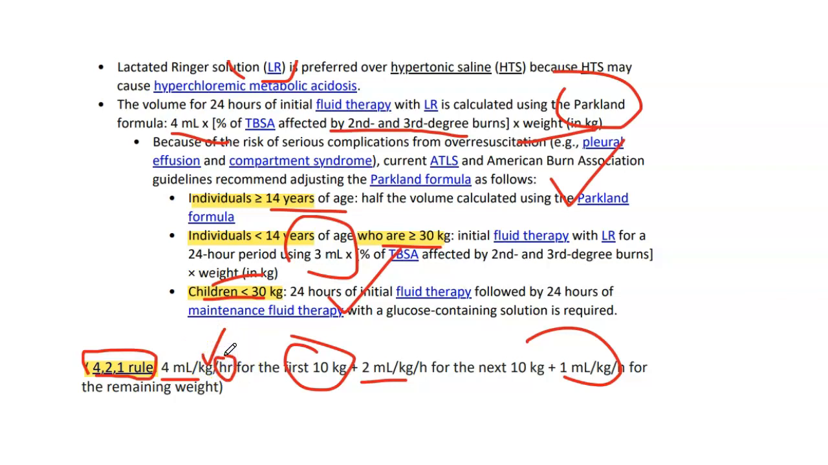For the calculation of fluid per day, we can use the formula of 100, 50, 20. For the first 10 kg, we multiply by 100. For the next 10 kg, we multiply by 50. And for the remaining kilograms, we multiply by 20.